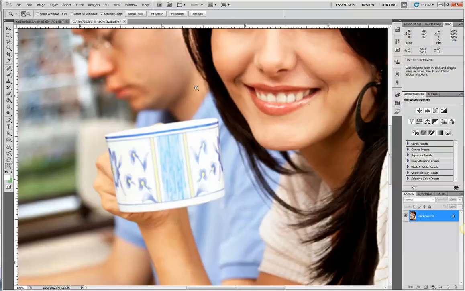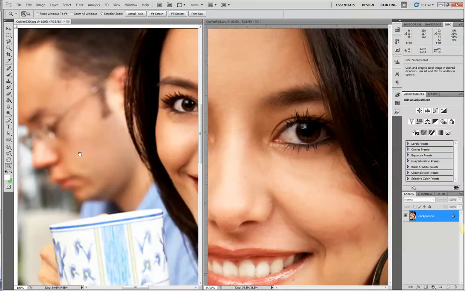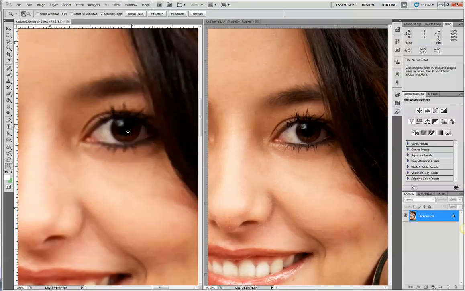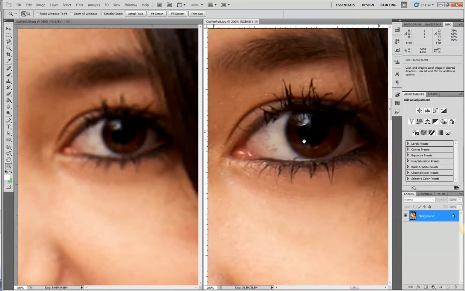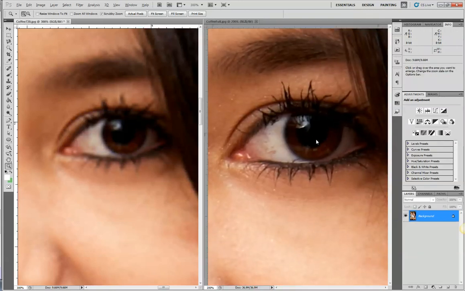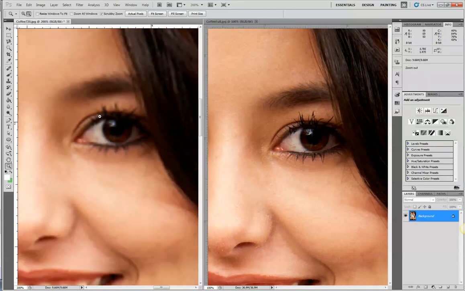But if I hit OK, let's go back to looking at them side by side. You can see that it resizes the image. However, the quality doesn't improve. That's because we're simply stretching the image out. So we're not actually making it a high resolution image, we're just stretching a low resolution image to the specifications I gave you.